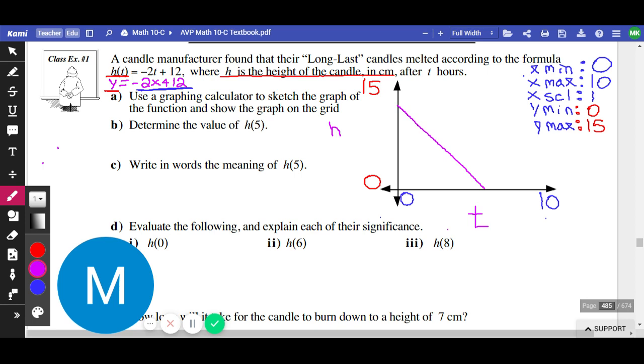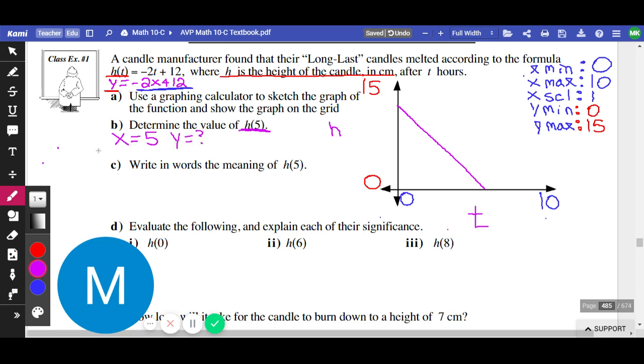Question B says, determine the value of H of 5. You have to know what this means. That's function notation. When they change the inside value, that means they gave you an input value. This means X equals 5. So if X equals 5, you have to try to figure out what the Y value is.